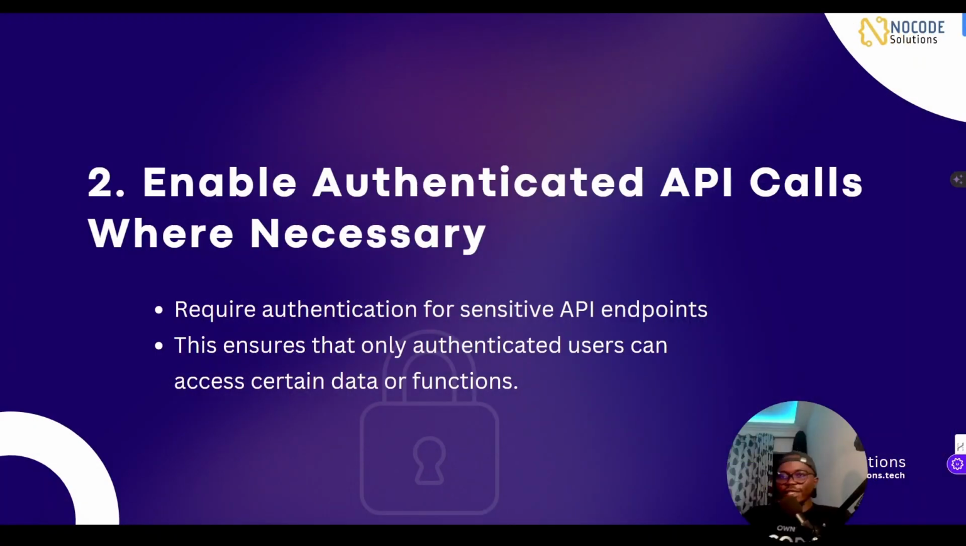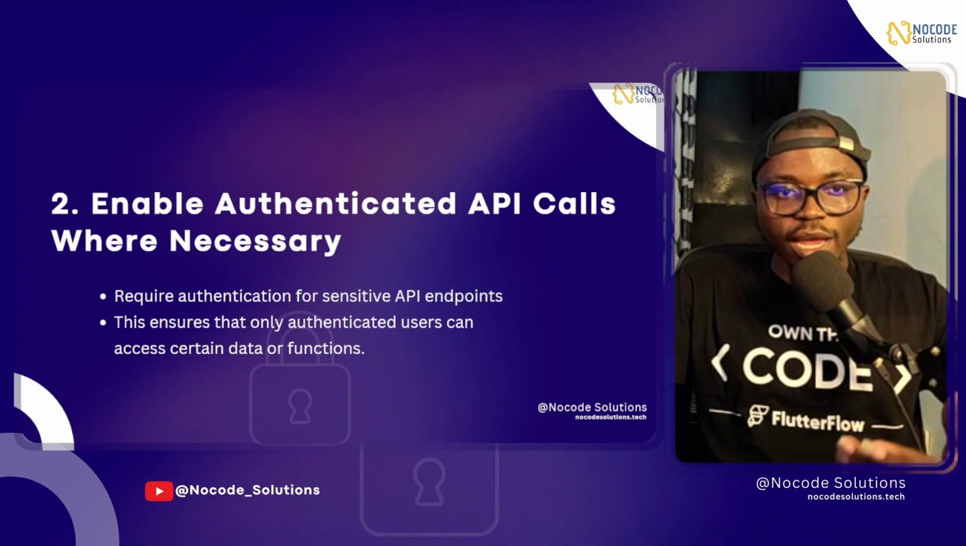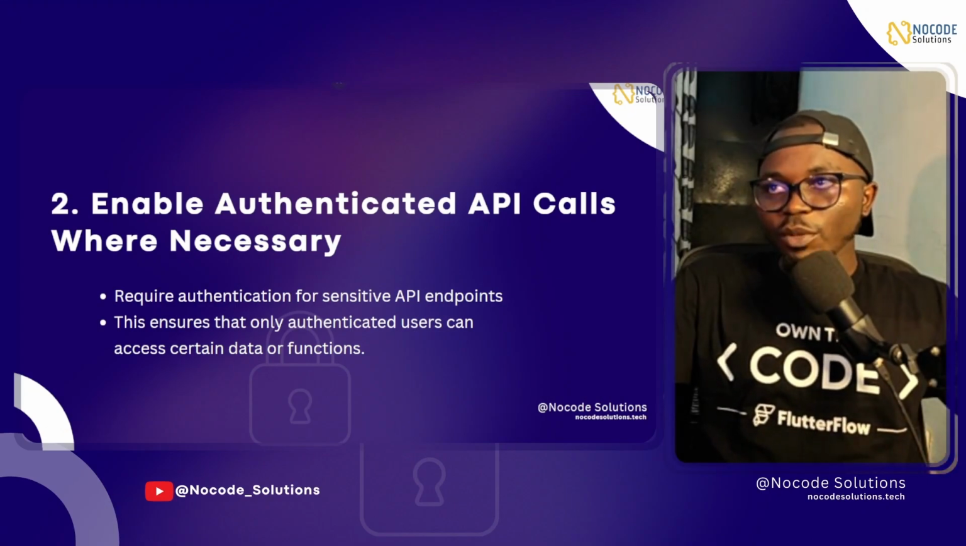Now the next one is still around enabling authenticated API calls where necessary. We are still talking about API calls again, because in these modern days we build applications that communicate with other platforms, and that communication has been happening through API calls. So you want to make sure that if an API call is supposed to be called by an authenticated user, it can only be called by that authenticated user. You can normally set your conditional that checks if a user is authenticated before you call an API call, but there's a way FlutterFlow allows you to do it easily. And let me show you real quick again.